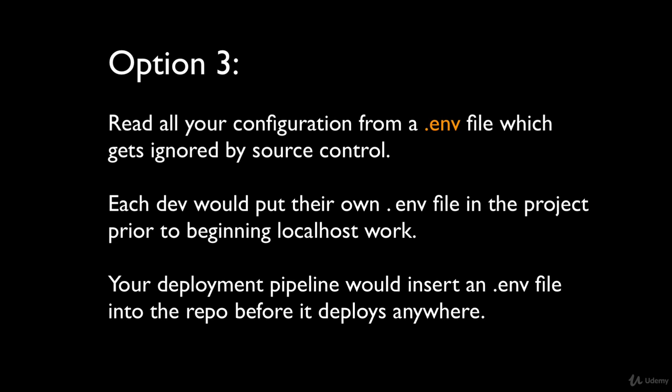Another convention is to use a .env file. This is a file whose name is predictably .env and sits in your repo, but gets ignored by source control using a gitignore file. The idea is you put all your configuration inside of the .env file, whose format is similar to YAML, and then your application reads that file. Ideally, your testing and build systems would insert .env files into the codebase before they test and deploy it, and developers would have their own .env files living in the repo for their localhost work.